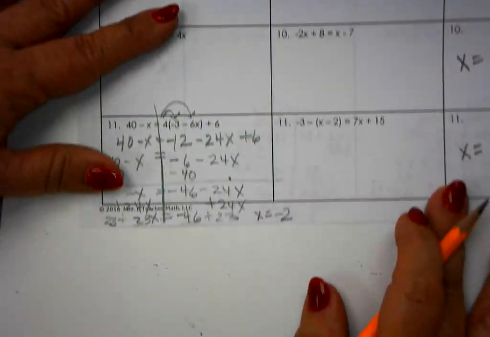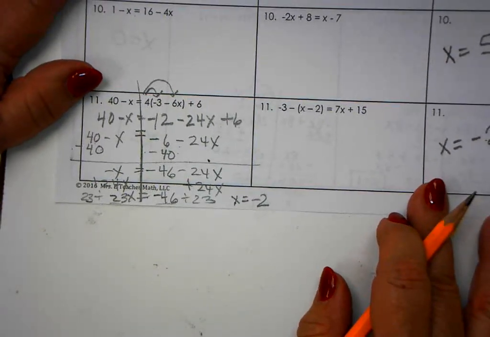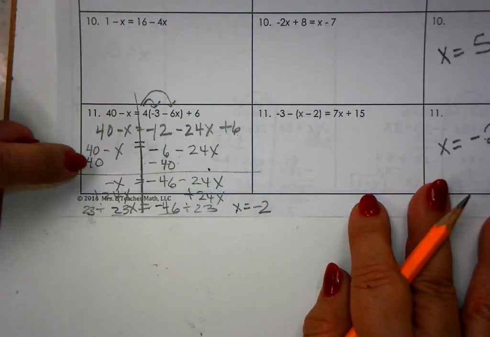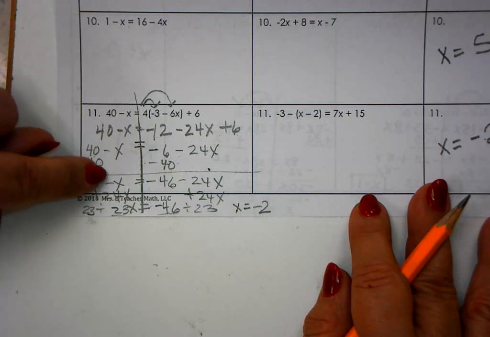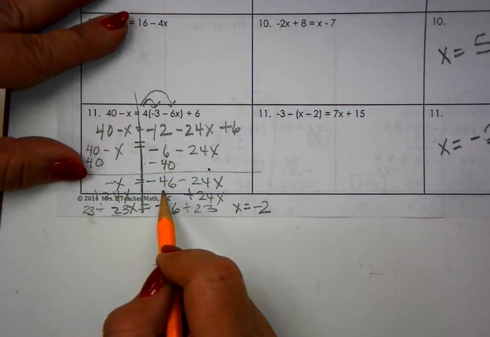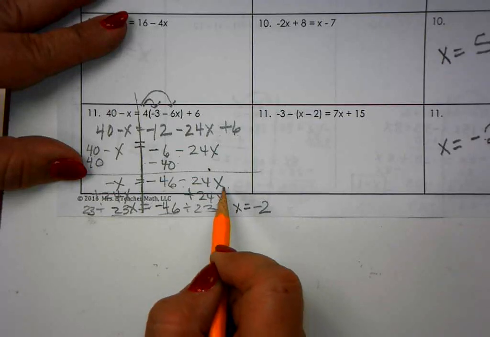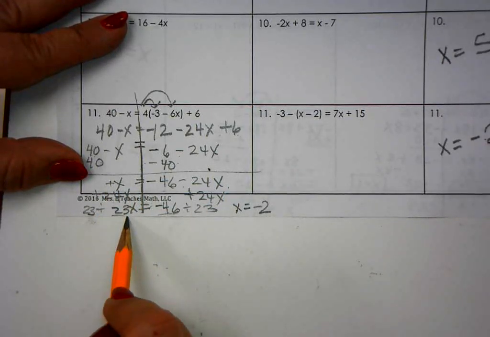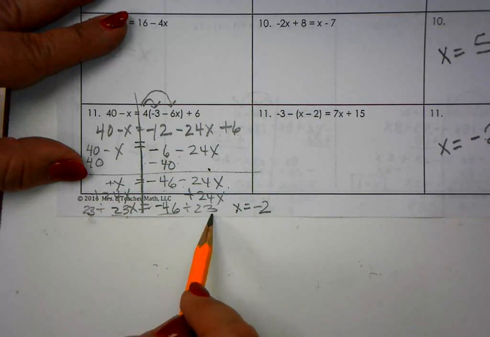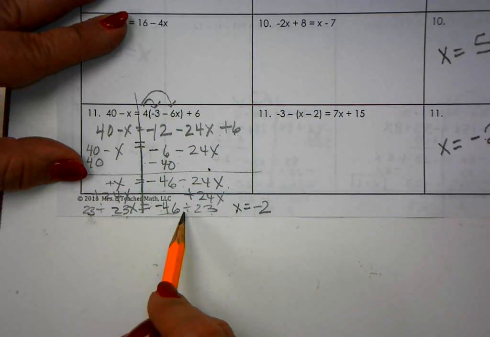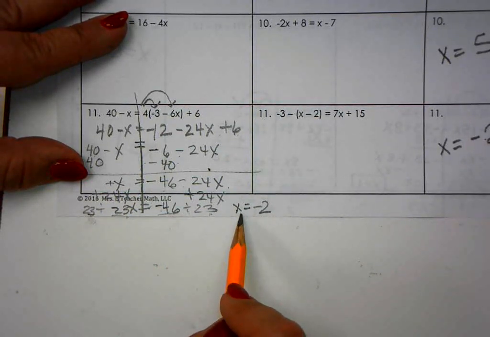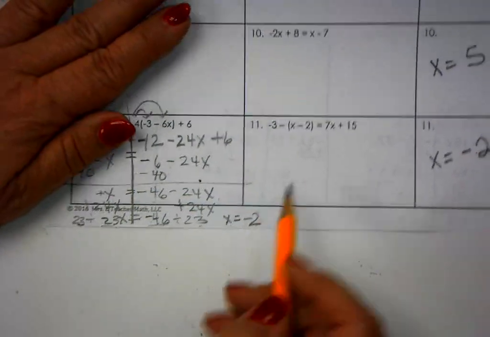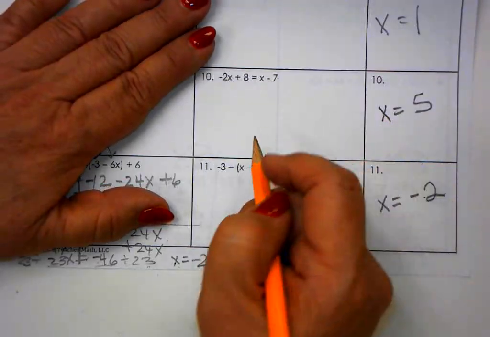Okay. Oh, I'm so sorry. I hope you are able to get that. So you can see that I have negative x that was left, negative 46 minus 24. Brought my 24 over. Positive 24 minus x is 23x. Divide both sides by 23, so negative 46 divided by 23 equals negative 2. So if you have the B column, let's go ahead and work this out.